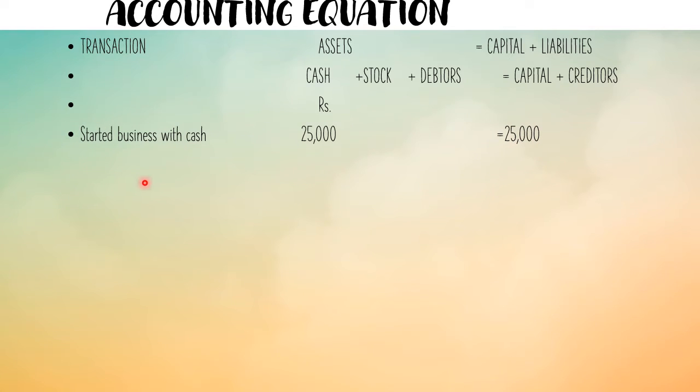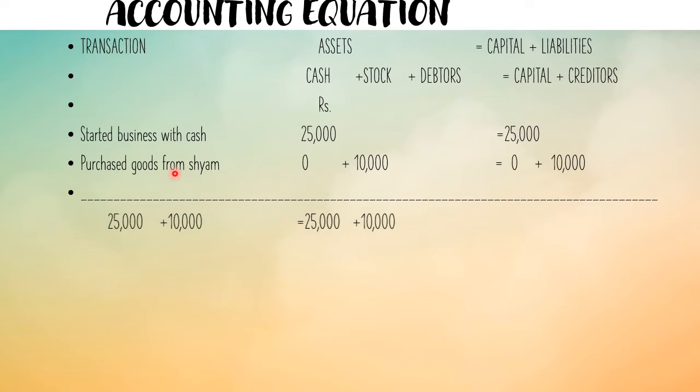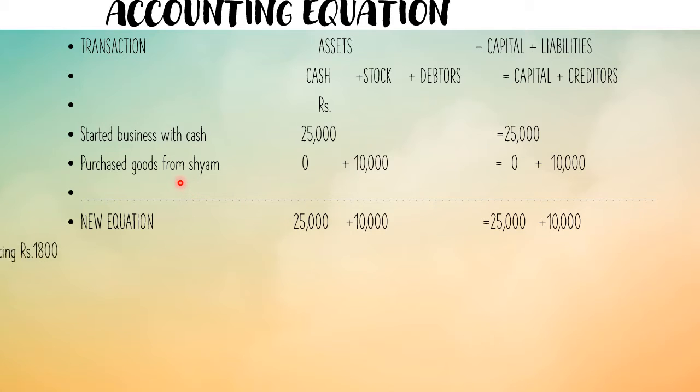Next is purchase goods from Sham. Now we have to see what are the two accounts affected. Here we are purchasing the goods, that means stock is coming in. So we'll add the stock. Here, since we are not making the payment, we have a liability of 10,000 named creditors. So when the goods are purchased on credit, two accounts are affected. One will be stock and another will be creditors, and we will add in both.